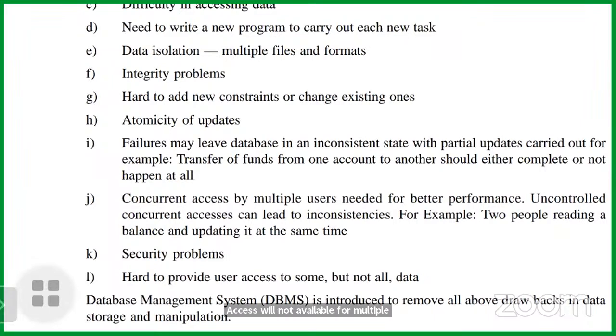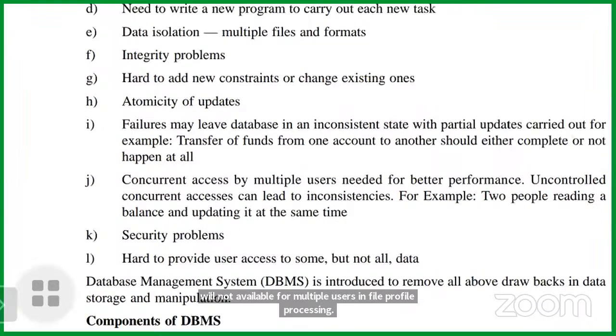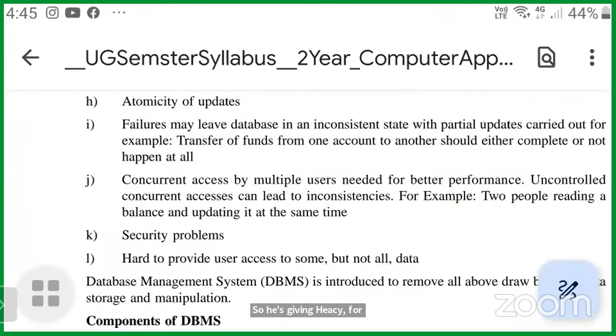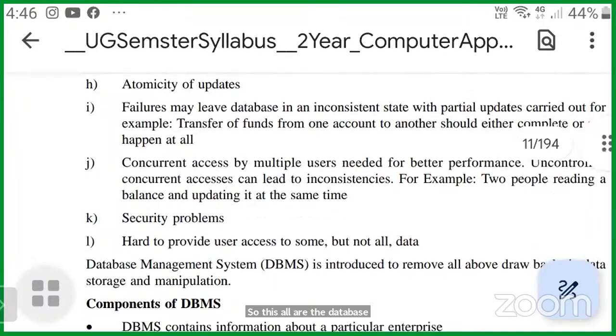So he is giving here, for example, two people reading a balance and updating it at the same time. Okay, so he gave an example for the bank transaction. So I give an example for a normal example. So these all are databases only. About trains also database, about buses also database, about movies also database. So all this database means what? Whatever data you are storing, that all we call a database only. And security problems are also there.